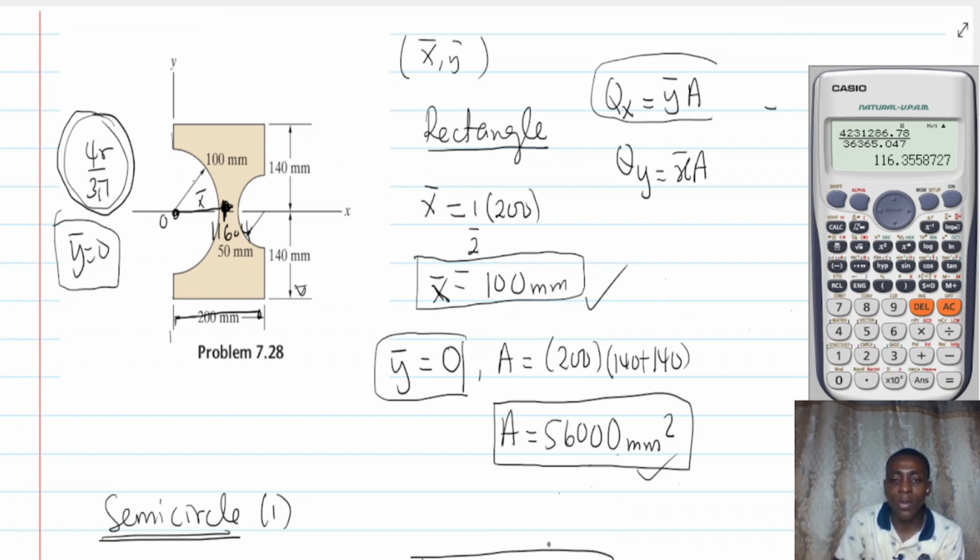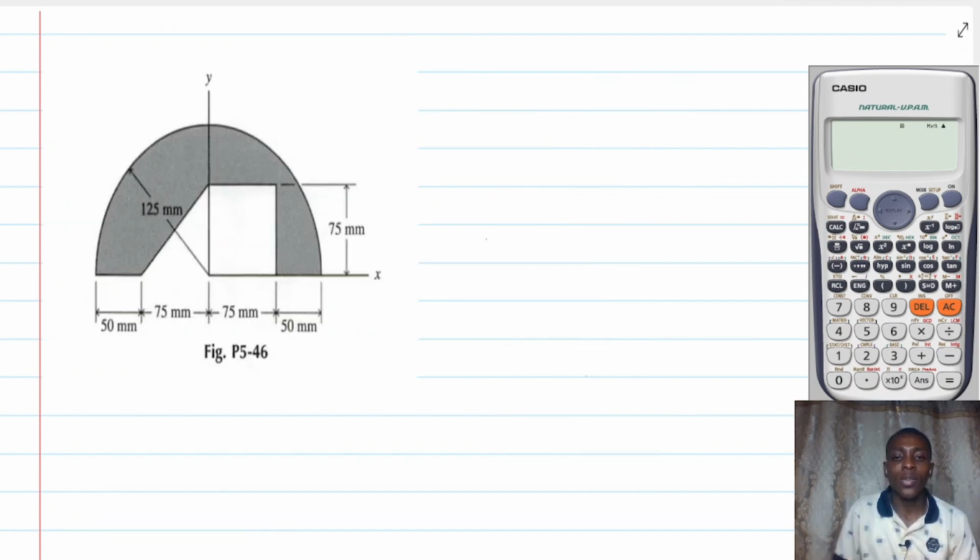Let's look at the last problem. All right. So let's look at the last problem in this tutorial set. So we have been asked to find again the x bar and the y bar of this figure. So we, of course, like we've been doing, how many areas? In fact, there are 3 areas.